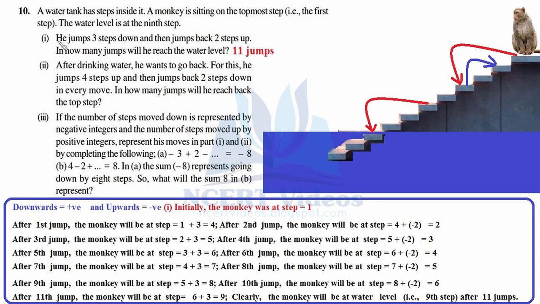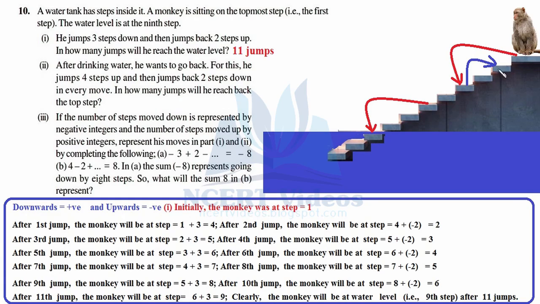Here's the question. He jumps 3 steps down and then jumps 2 steps back. Okay. He's a kind of notorious monkey. First he steps 3 steps and then he moves 2 steps back. So finally he'll be at this position. Now in how many steps will he reach the water level? You have to reach him here. He has to reach here from this step.